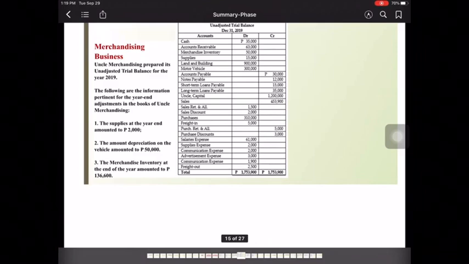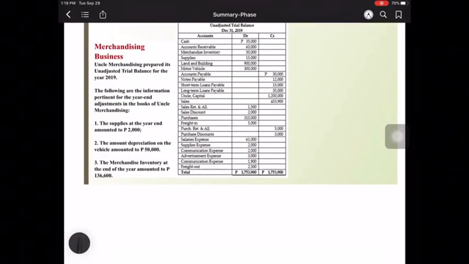Okay, so the first adjustment, supplies. Okay, we were told that the supplies at the year end amounted to 2,000. So if we try to take a look at the amount of the unadjusted supplies, it is originally 15,000. So what should we do so that it would be reduced now to the amount of 2,000 pesos? Well, it necessarily means that 13,000 pesos is already used, right?